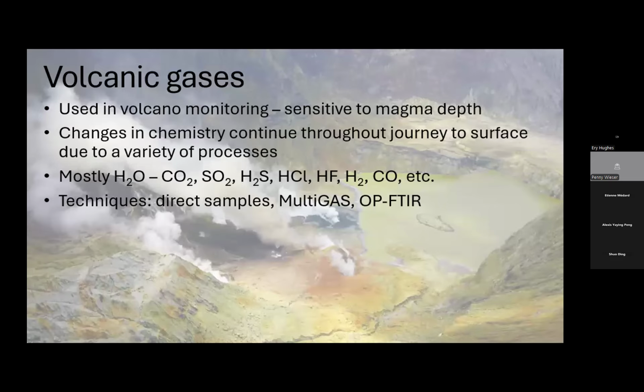So just to summarize, I hope we have time. We use volcanic gases often in volcano monitoring because they're really sensitive to magma depth. The changes in the chemistry continue all the way from the volatile solution all the way up to the plume. They're mostly water, with a bunch of other species present. And there are a variety of techniques for looking at volcanic gas chemistry specifically, such as direct sampling.